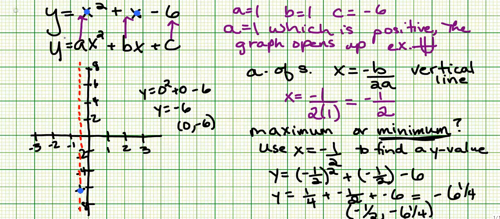C is the y-intercept every single time. Okay, C is the y-intercept. So at (0, -6), really close here, I'm going to have another dot. Now here's the idea of symmetry.